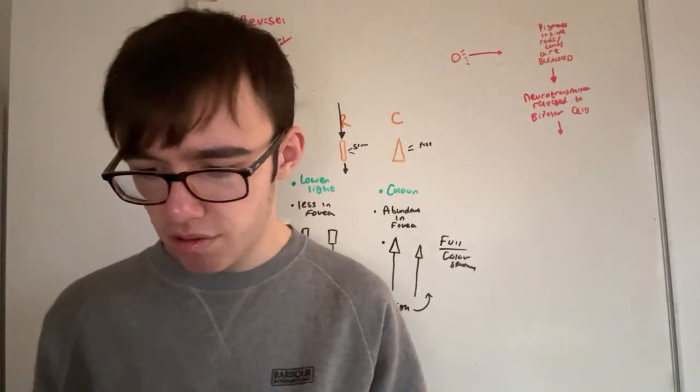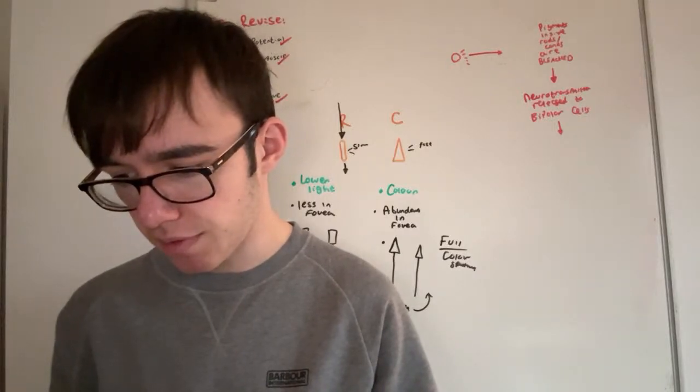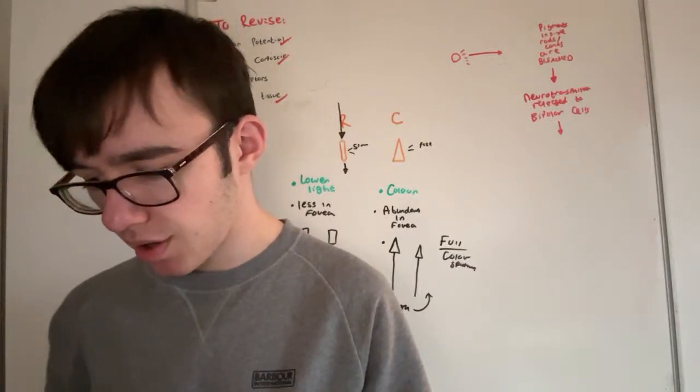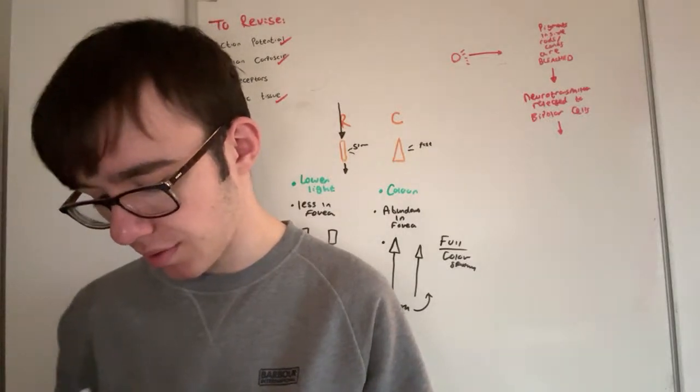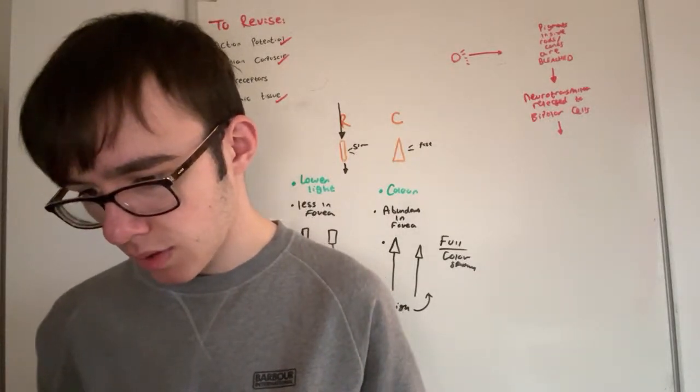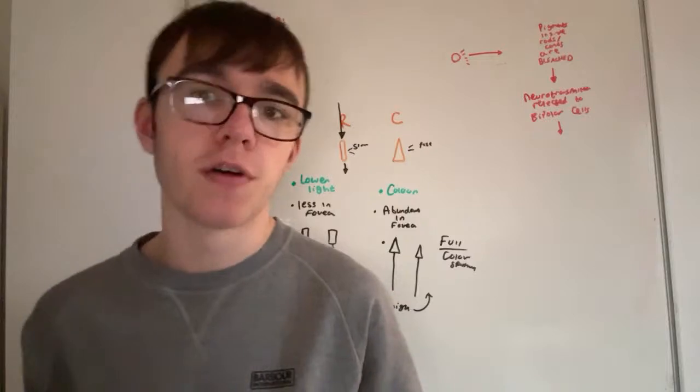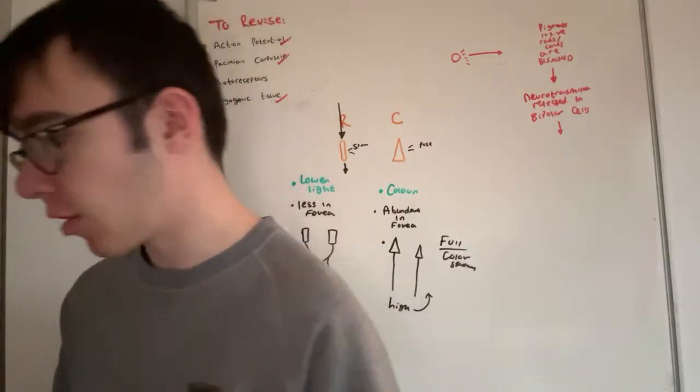So yeah, cones, there are 5 to 6 million in a retina. Each cone connects to one bipolar cell, so there's high visual acuity. There are no photoreceptors at the back of the optic nerve.